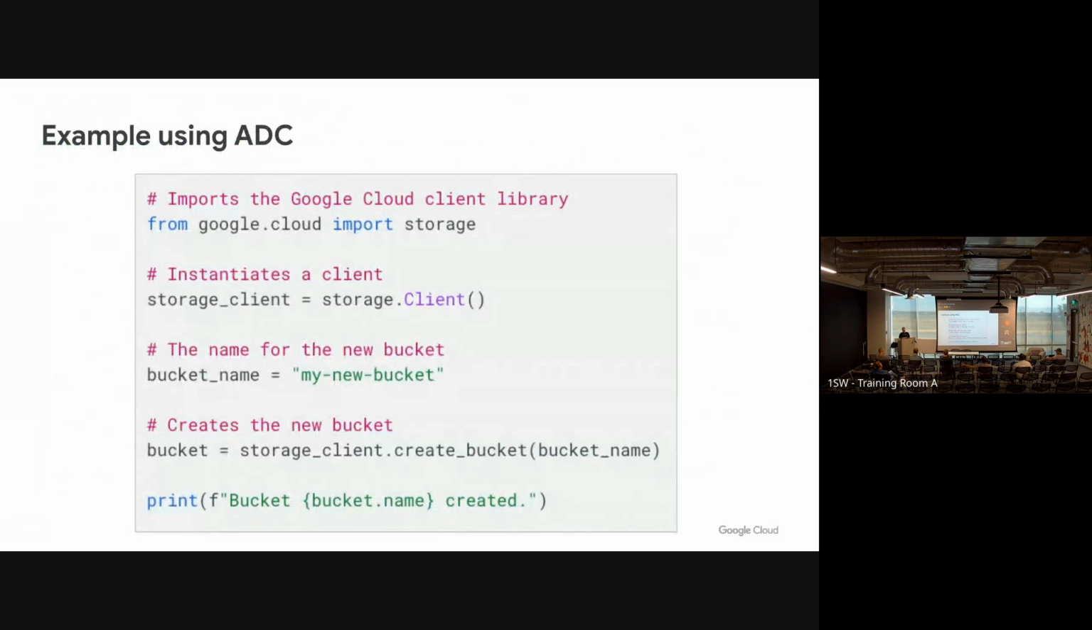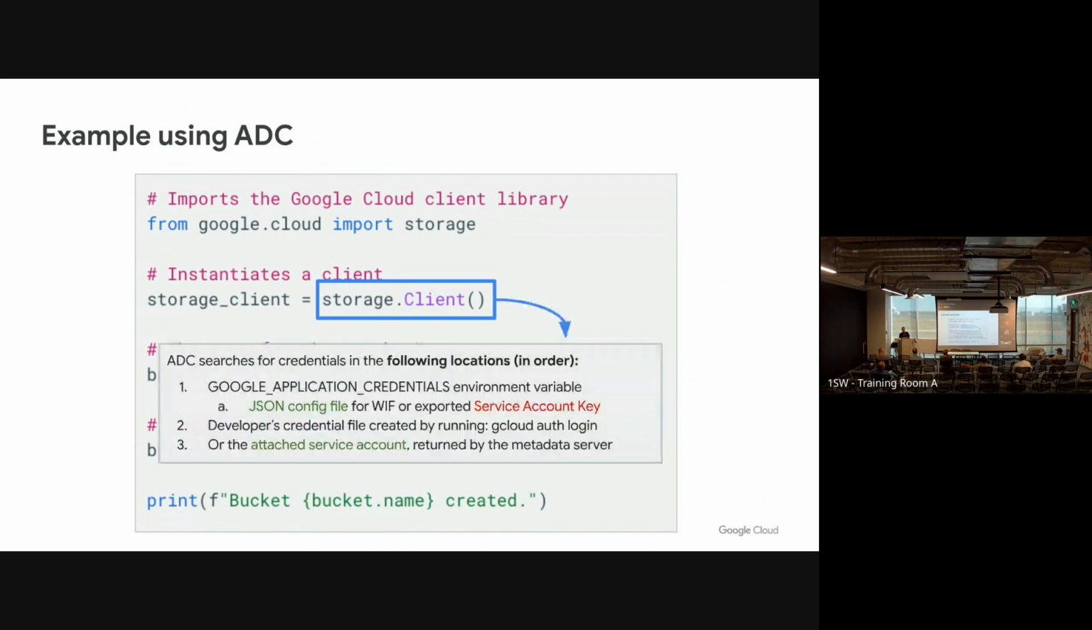So what does ADC look like? Well, here's just some Python code. When you use the cloud SDK libraries, it goes through that ADC process and just says, is there a JSON config file or an exported service account key waiting for me in an environment variable at some path? If so, it's just going to use that. If not, then the well-known location on the file system. Or the metadata server. That's kind of the last one that it usually tries.